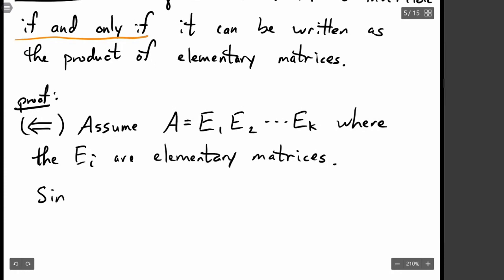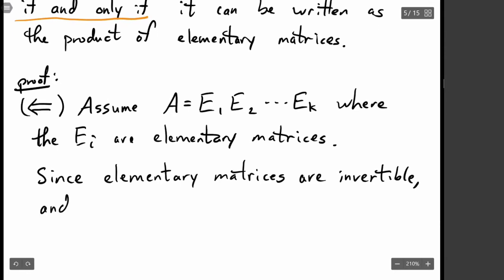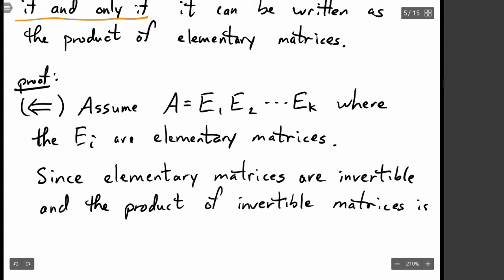Well, since elementary matrices are invertible, and the product of invertible matrices is invertible, it follows that A is invertible.